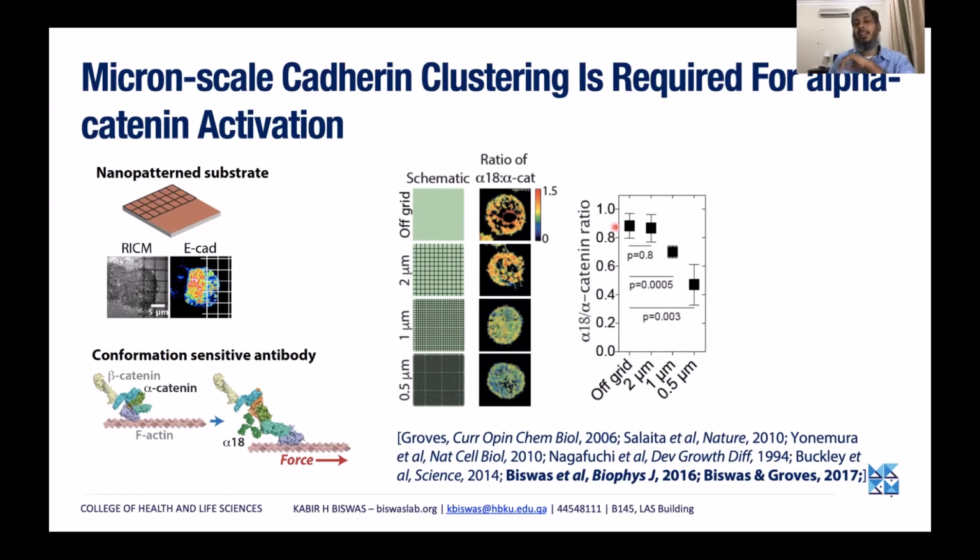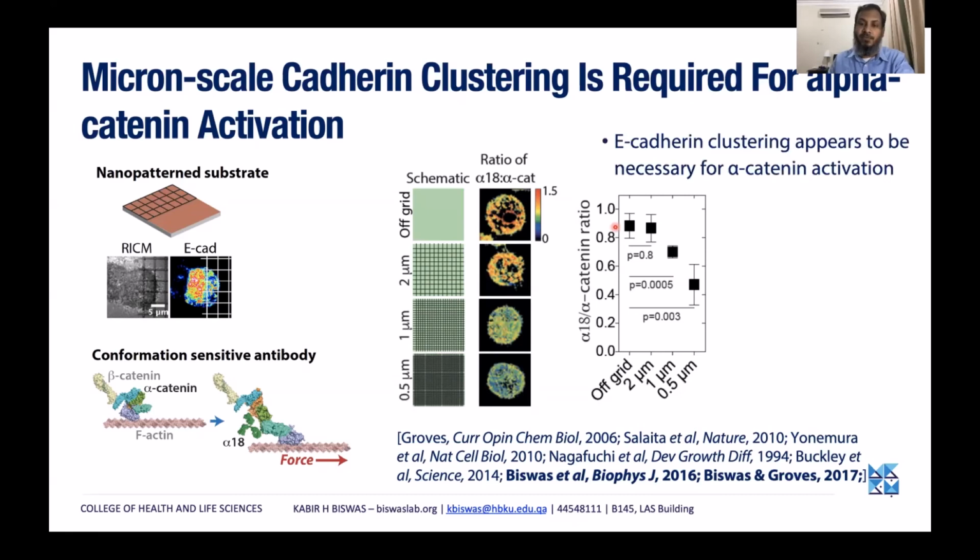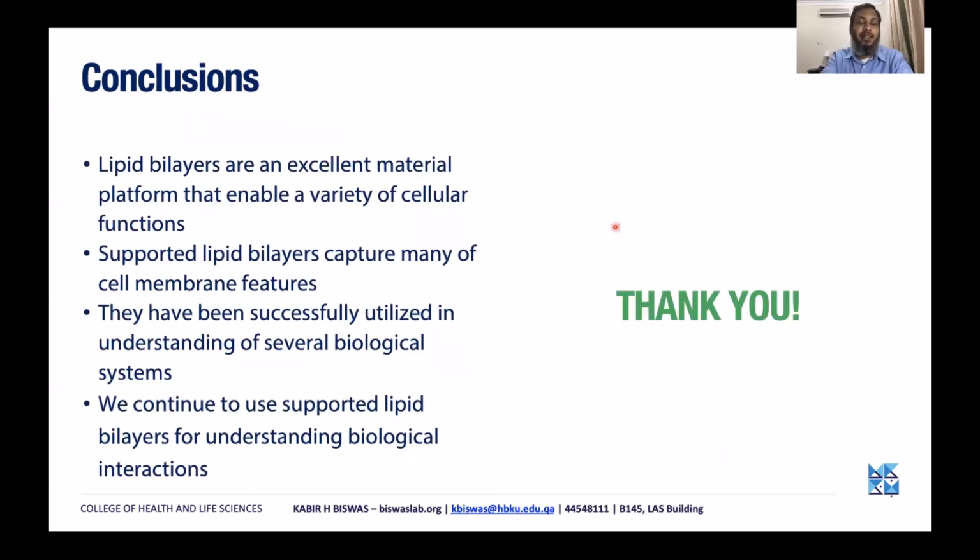So we see that there is a correlation between the size of the E-cadherin clusters and the relative levels of activation of alpha-catenin. With this, I would like to conclude that lipid bilayers are an excellent material platform that enable a variety of cellular functions that we often are interested in. Supported lipid bilayers can capture many of the features of the cell membranes that are seen in living organisms, and we have successfully utilized these for understanding several biological systems, including the cell adhesion receptor that I just shared.